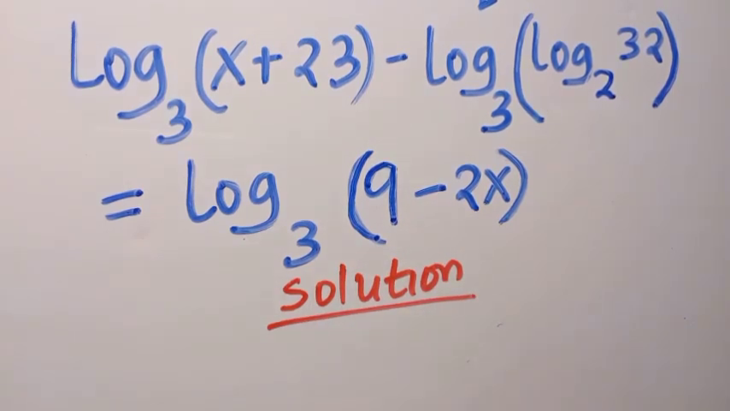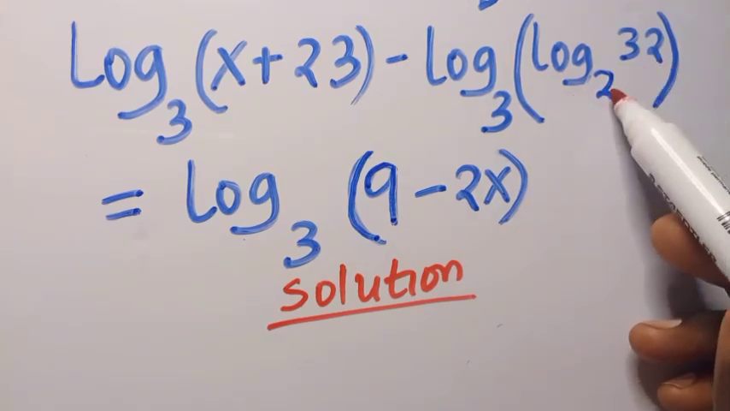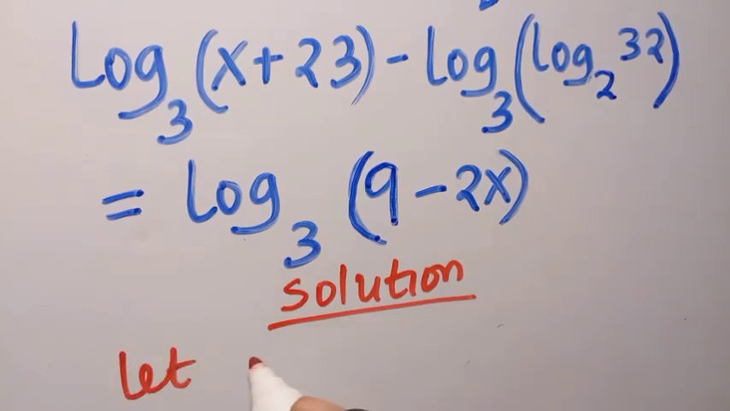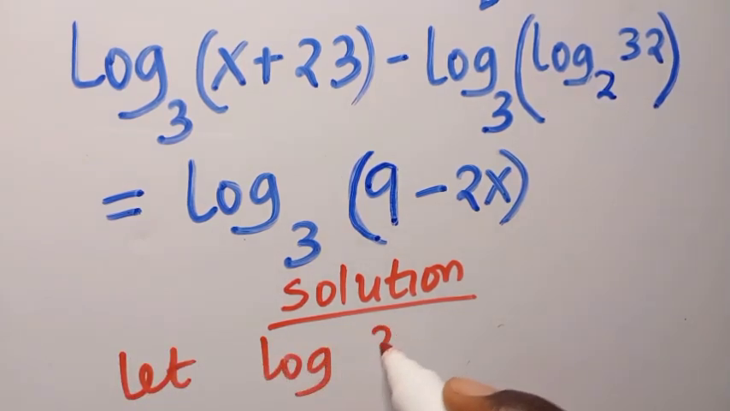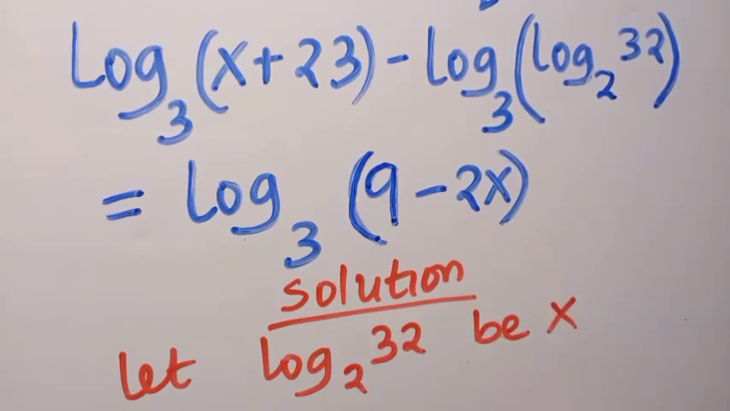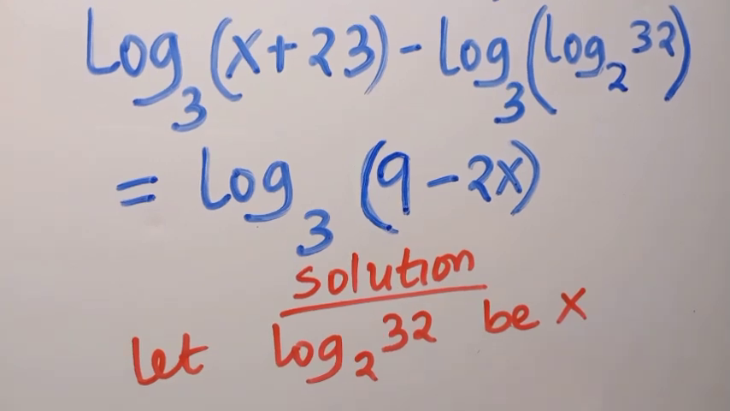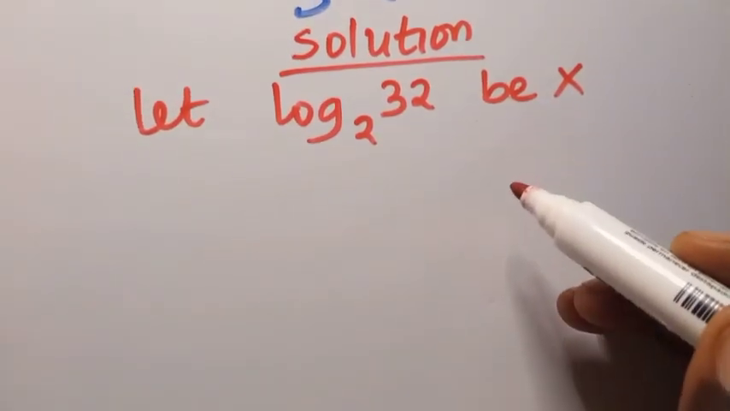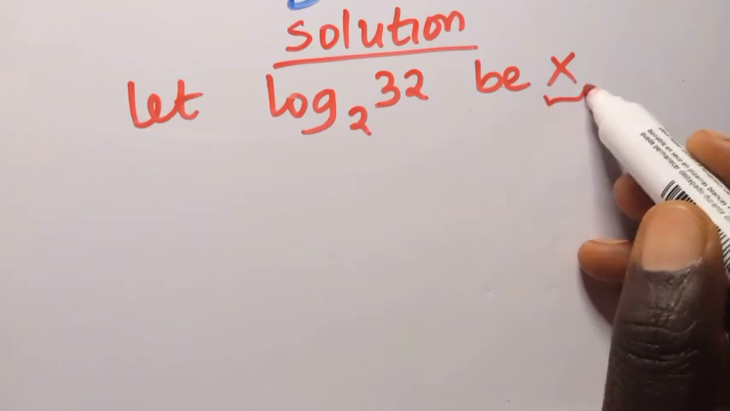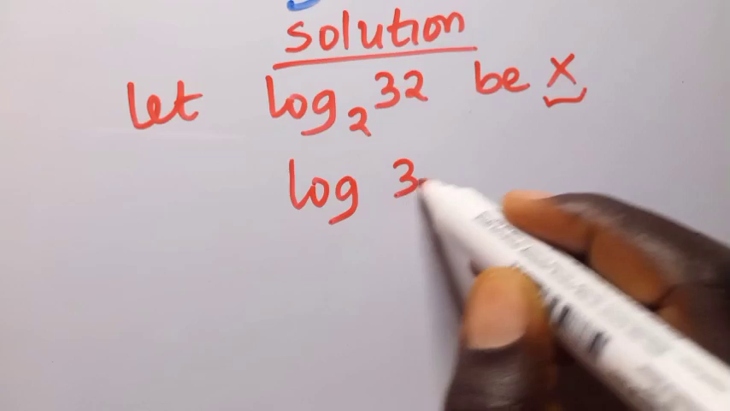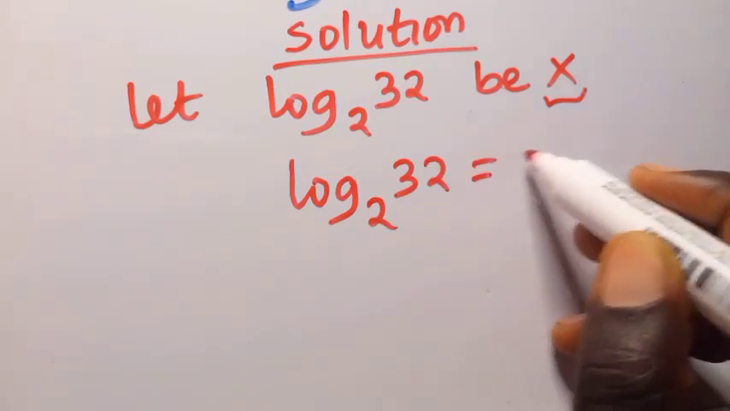Now, we can let the logarithm of 32 to base 2 be x. Since we had let the logarithm of 32 to base 2 be x, we shall proceed to solve for x. We can say that log 32 to base 2 equals x.